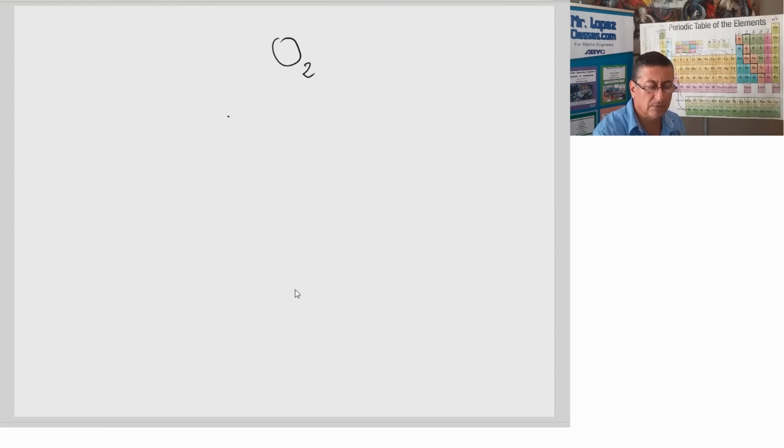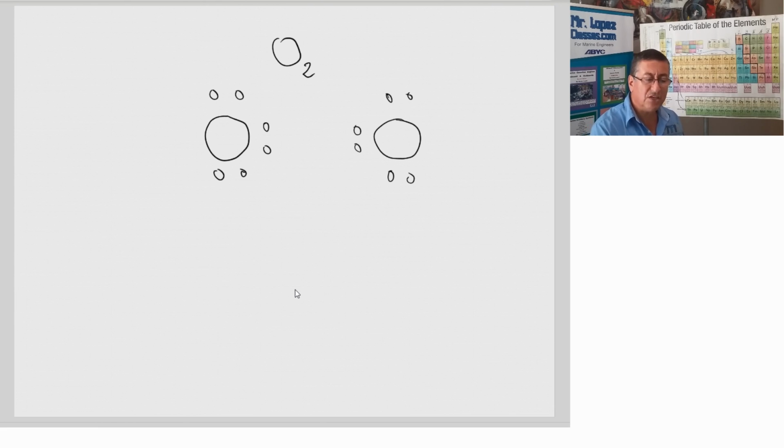I have 2 oxygens, and each oxygen has 6 electrons in the last orbit. And I have the other oxygen here with 6 electrons in the last orbit. What is the situation in this case? They share a couple of electrons. And all the time, both of them have 8 electrons. That relation is a covalent reaction.